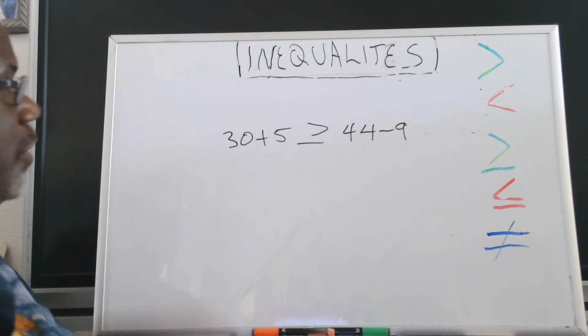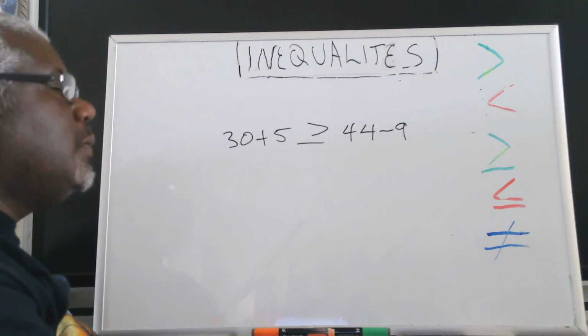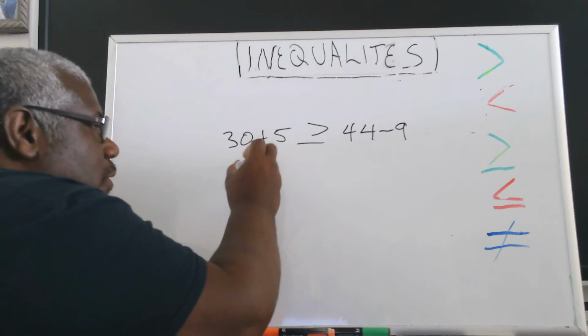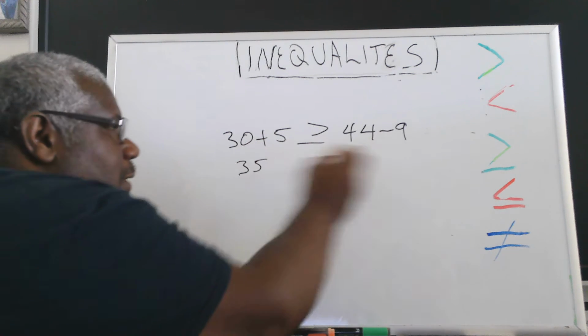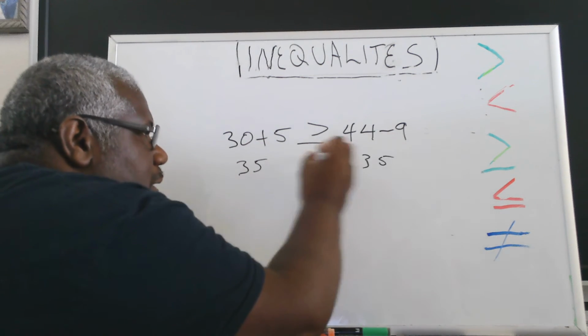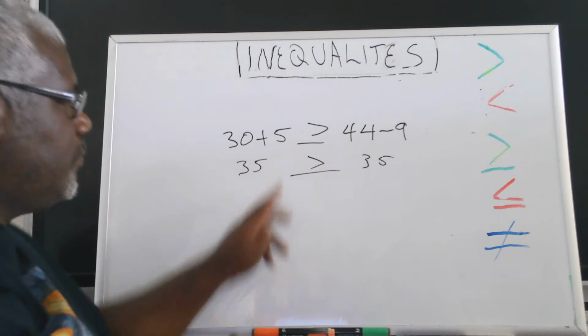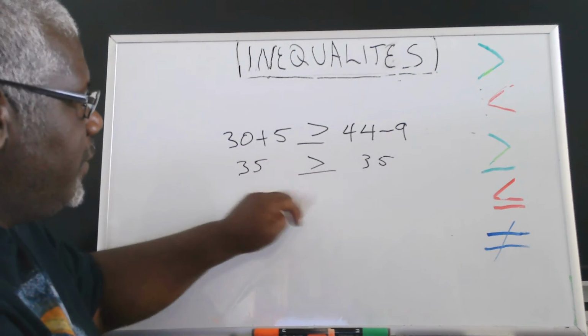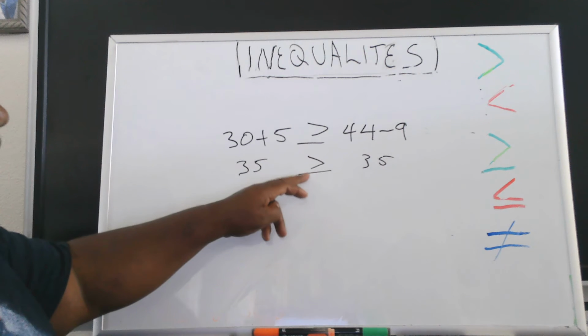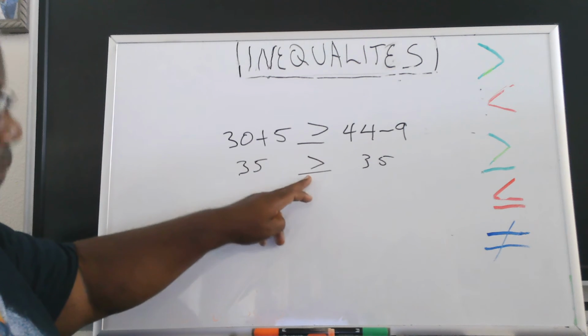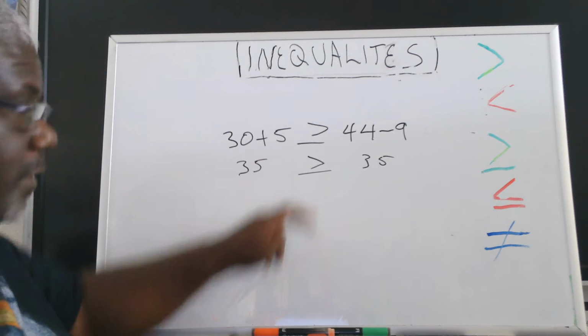Watch this. 30 plus 5 is greater than or equal to 44 minus 9. Well, 30 plus 5 is 35, and this is 35. Is this a true statement? Yes, it is, because of this sign here. Or equal to.